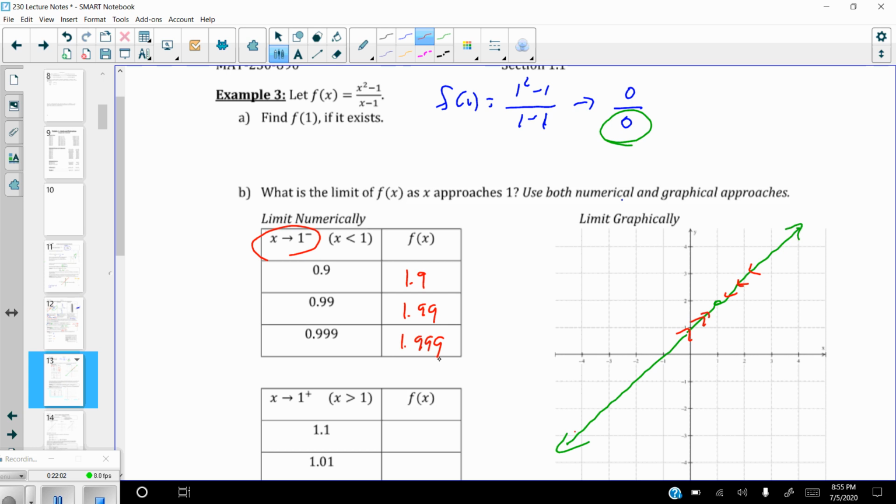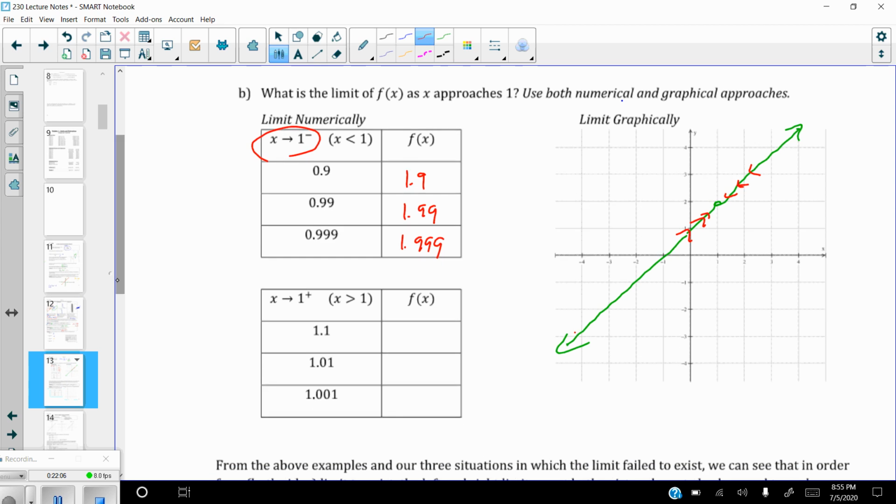Well, then we have to try it from the other side. Let's see what happens if we plug in 1.1. So we'll plug 1.1 into everything, and we are going to get in the calculator 2.1.